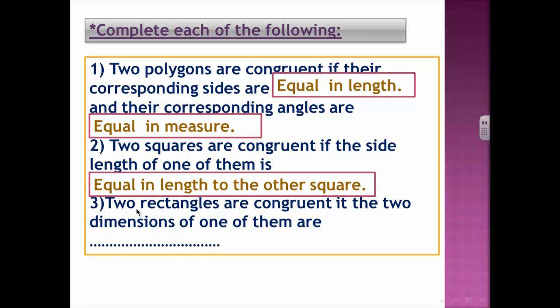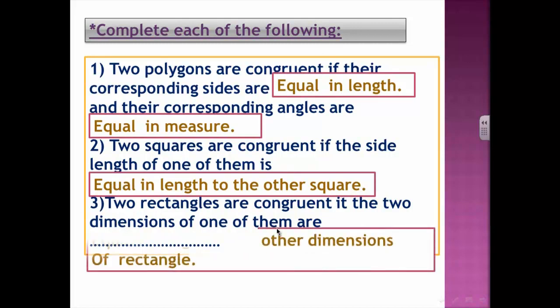Number 3, the two rectangles are congruent if the two dimensions of one of them are equal to the dimensions of the other rectangle. A rectangle also has four right angles equal to 90, so the angles are equal. Also the dimensions, length and width, are equal. So the two rectangles are congruent.